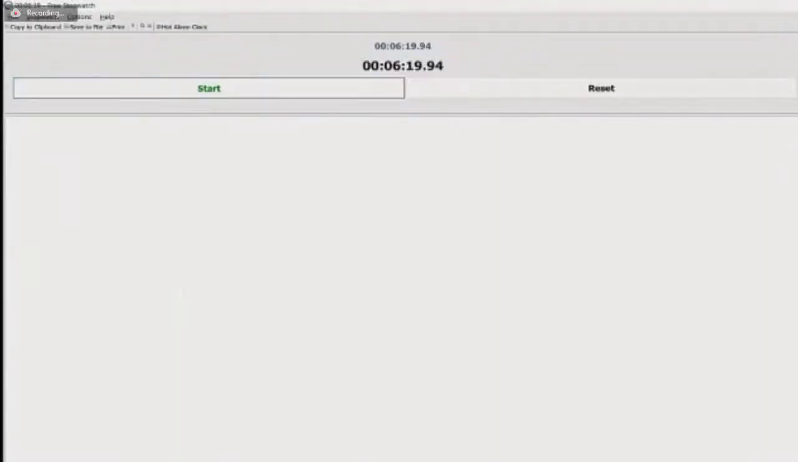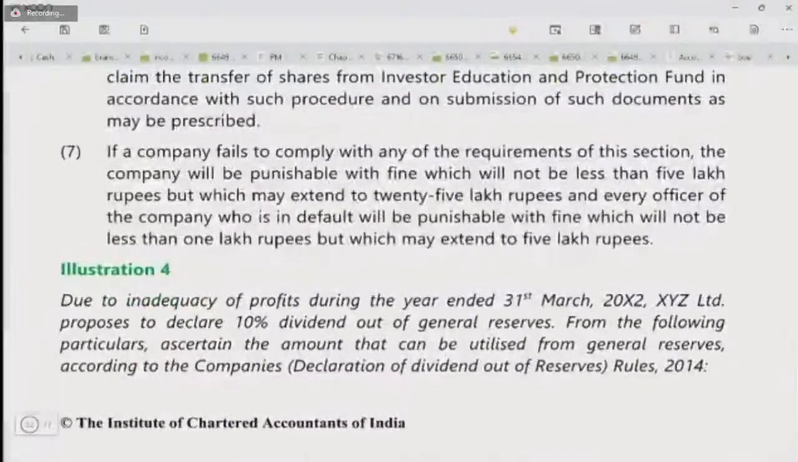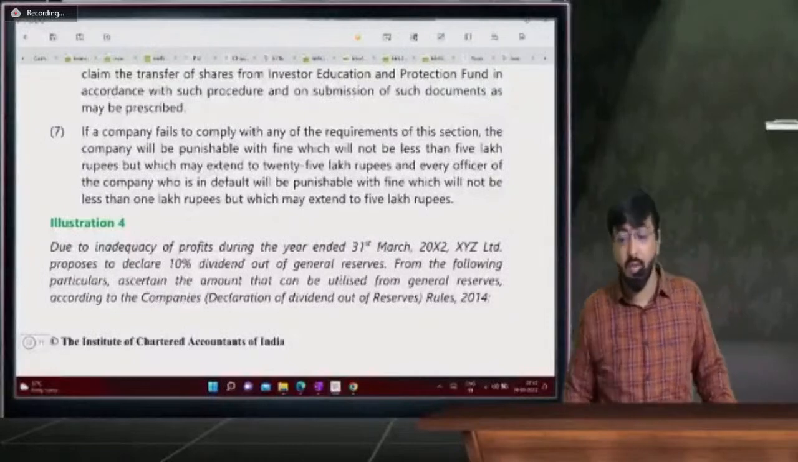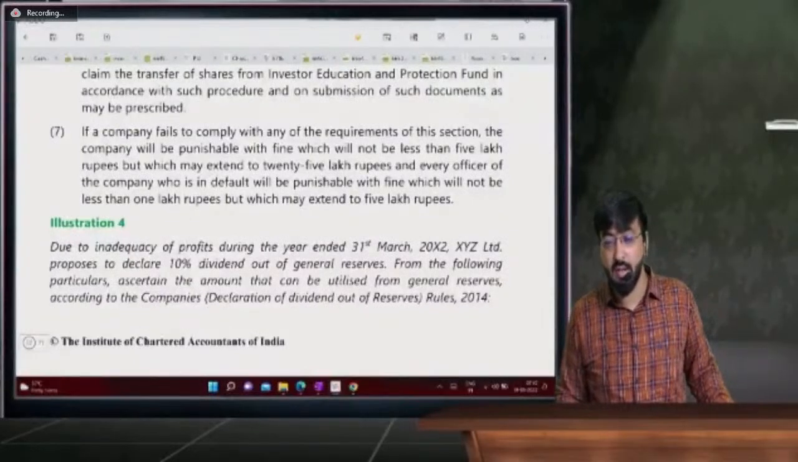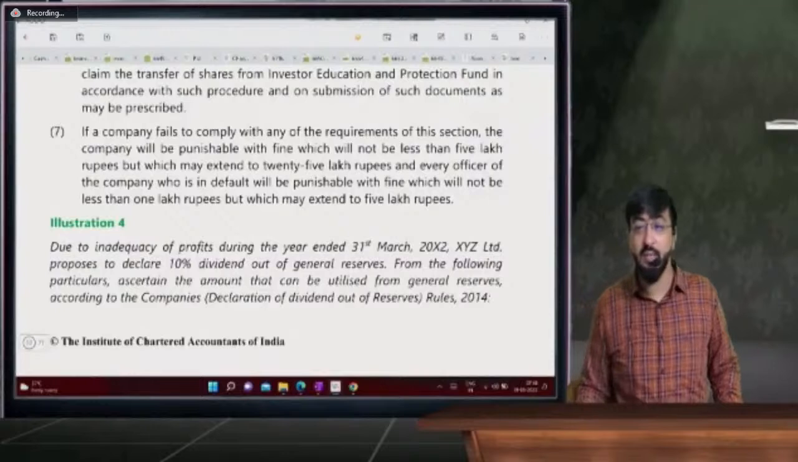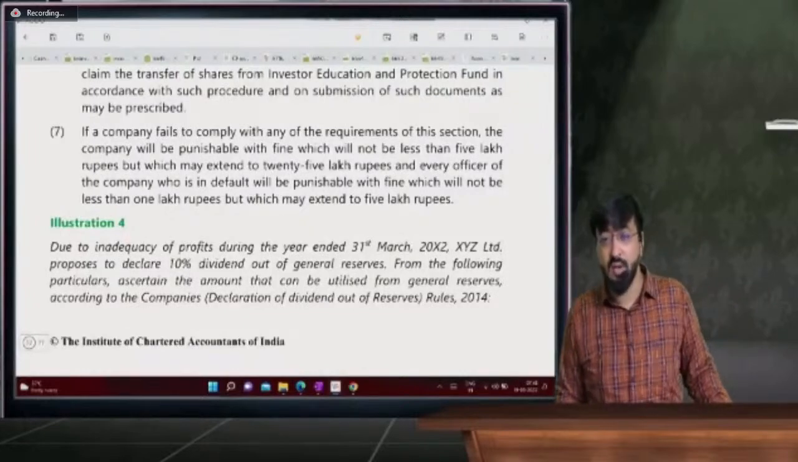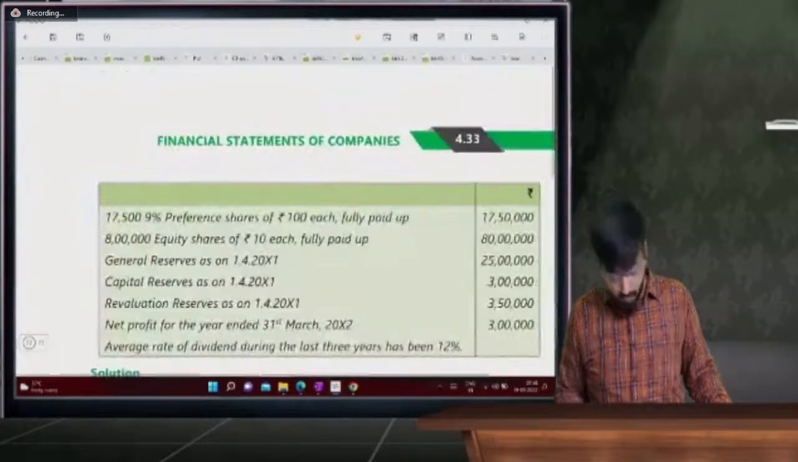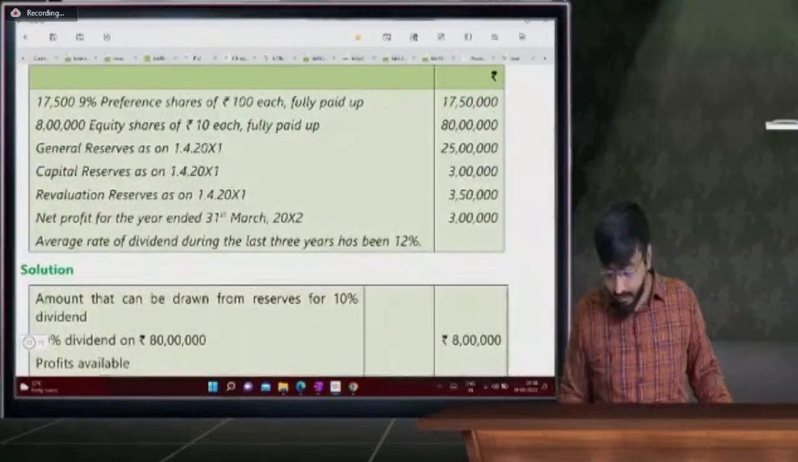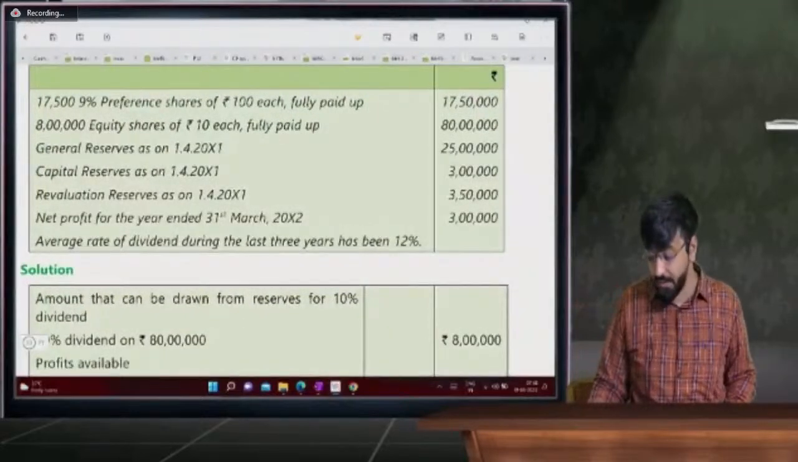Due to the inadequacy of the profit during the year ended 31st March 2002, XYZ Limited proposes to declare 10% dividend out of the general reserve. From the following particulars, ascertain the amount that can be used from the general reserves according to the Companies Act Rules 2014. So, my friends, 17,500, 9% preference shares of rupees 100 each fully paid up.